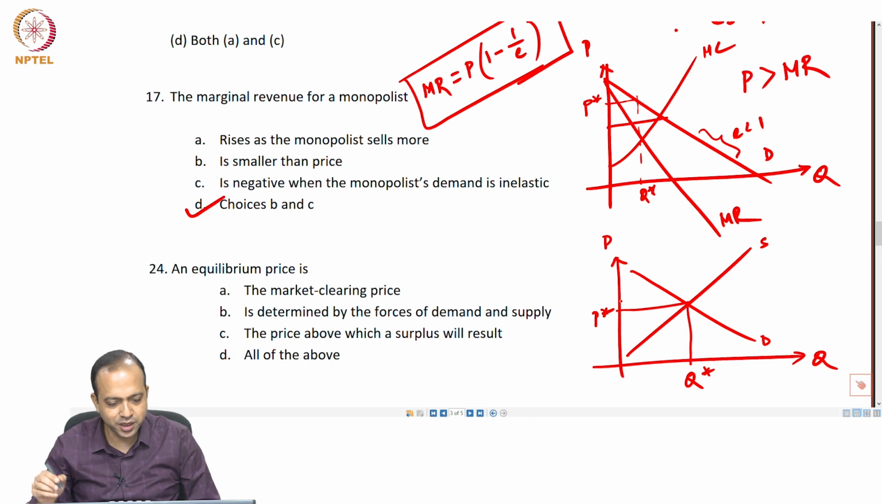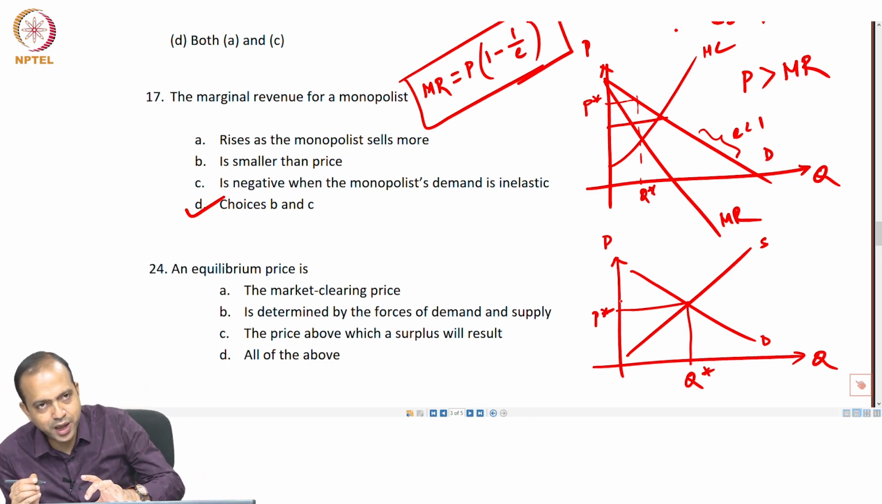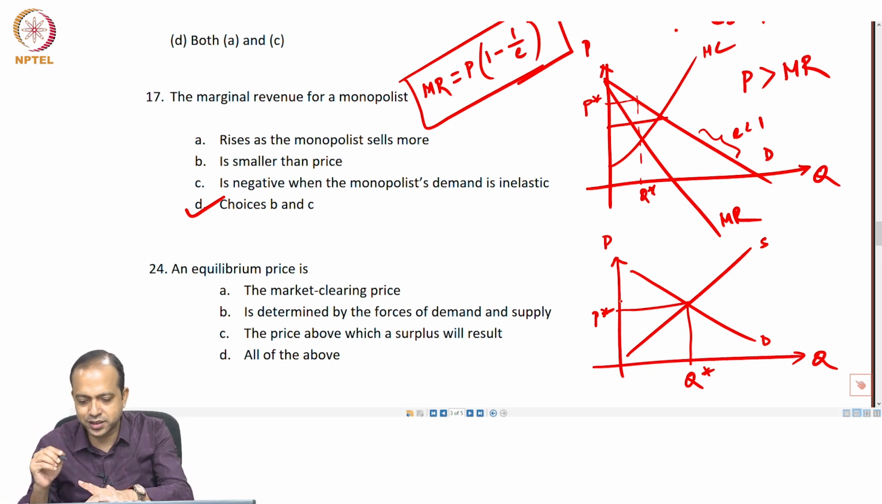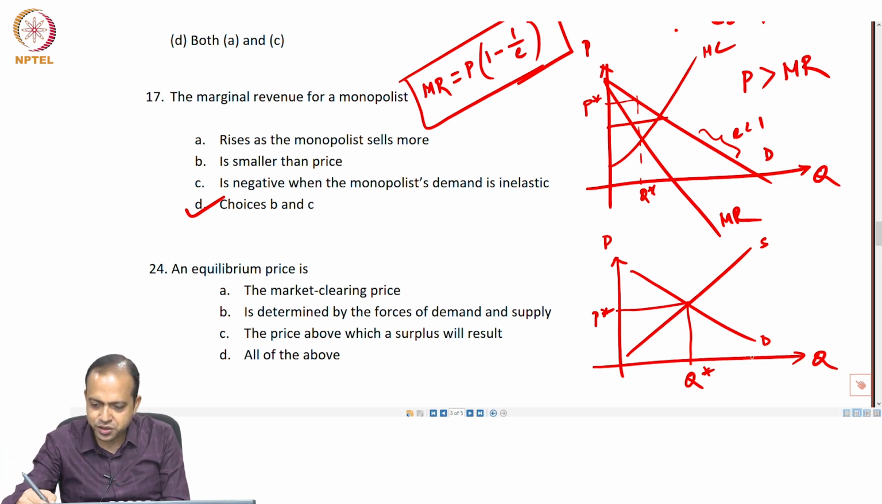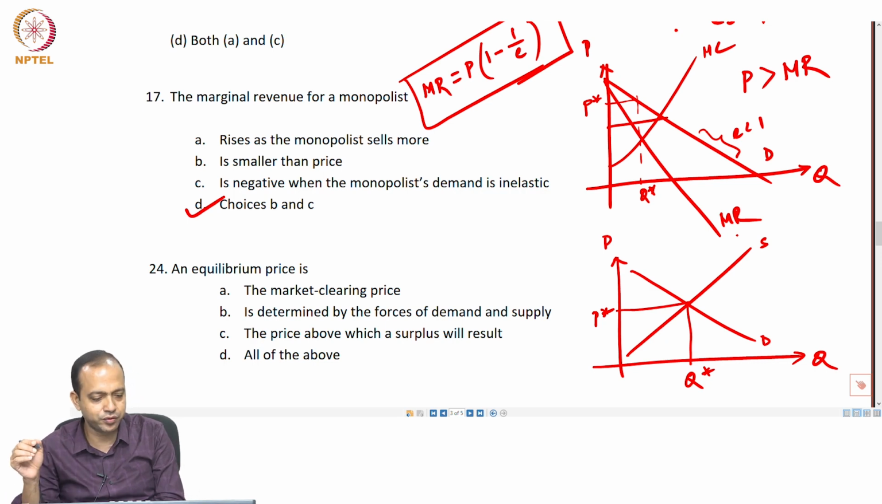So, what is happening here? That means this equilibrium price is also known as market clearing. See, there is neither excess supply nor excess demand. Whatever the buyers want to buy, sellers are supplying exactly the same amount. And it is determined by market forces, demand and supply. These are the two market forces.